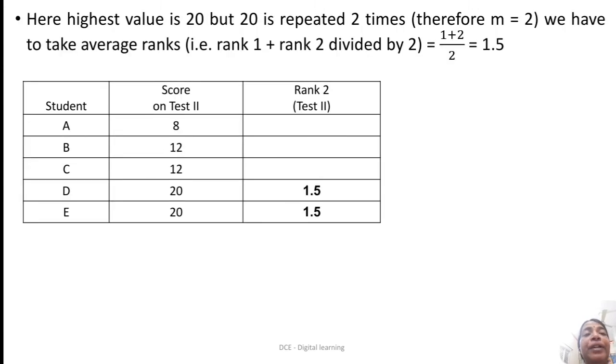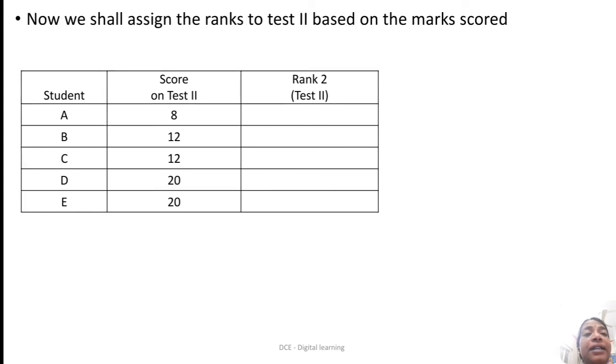Now let us continue with assigning the rank for test 2. Okay, so this is a table here. So which number is highest here? Yes, 20. 20 is scored by D and E. So there are two students who have scored 20 marks.